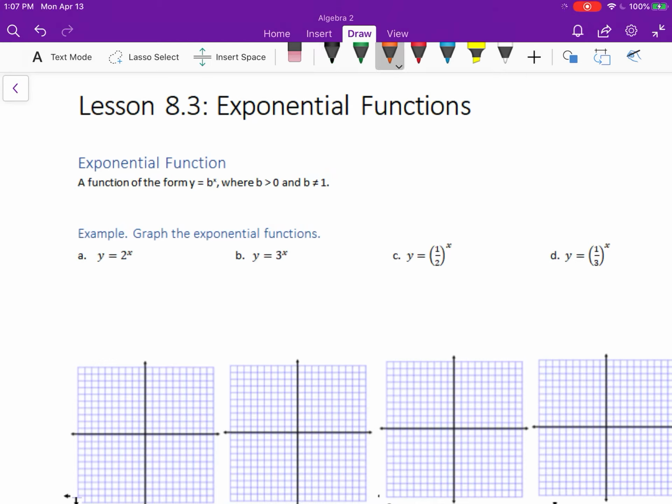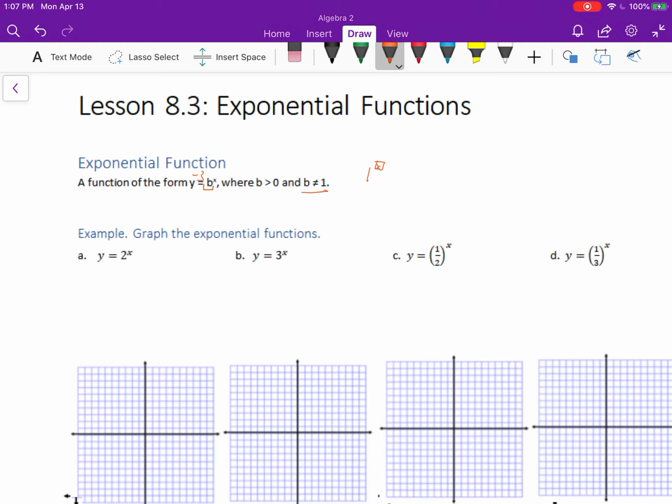You want b to be positive, and that doesn't mean you can't have a negative out in front of b, like a negative 3. It's just that the value of b has to be positive. We don't want b to be a negative 2 to the x power, because we would end up having imaginary numbers in some situations. And we don't want b to equal 1, because if you have 1 to a power, then it's always 1. So it's not actually exponential. It would just be a line.